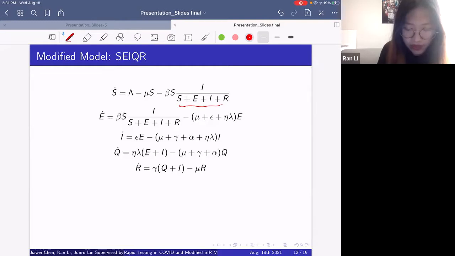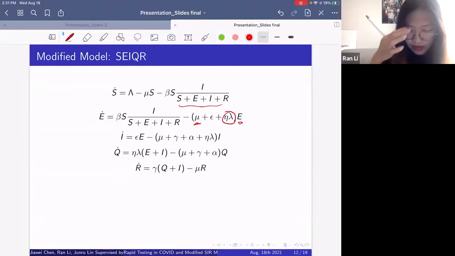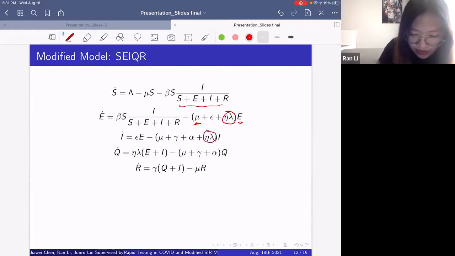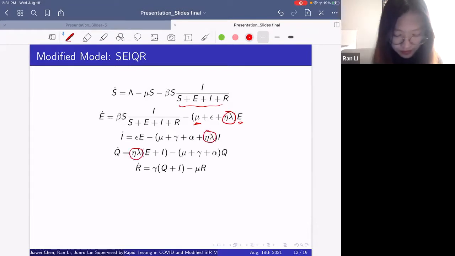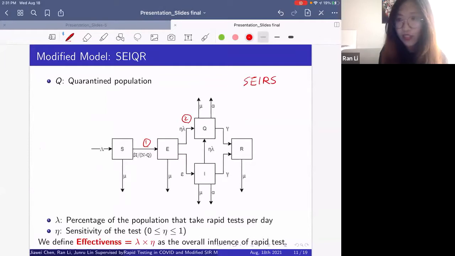And also, because of the introduction of rapid test, we also have eta times lambda. So for the second equation, the scalar before E is mu, which is the natural death rate. We also have this one, eta times lambda, which is the effectiveness of rapid test. And similar as before, we have eta lambda here, eta lambda here. Okay, so this is just the mathematical language for our flow chart.